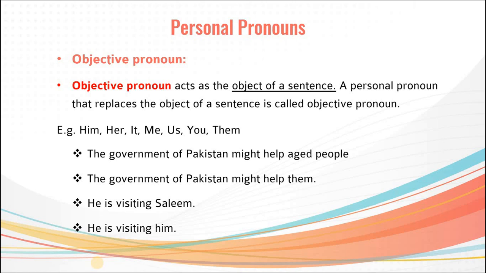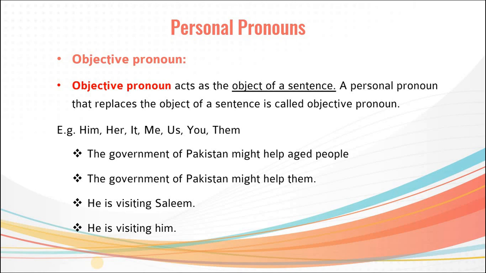The government of Pakistan might help aged people. So now you can see in this sentence that aged people are used as the object of this sentence. If you are replacing aged people with a pronoun, you must use the objective pronoun. The government of Pakistan might help them. So them is the object in this sentence and aged people are the object in the upper sentence. So both of them are called the objects of the sentences. One is an object noun and the other is an objective pronoun.